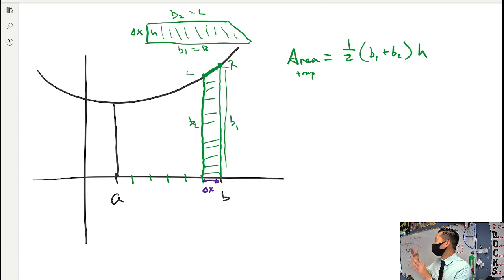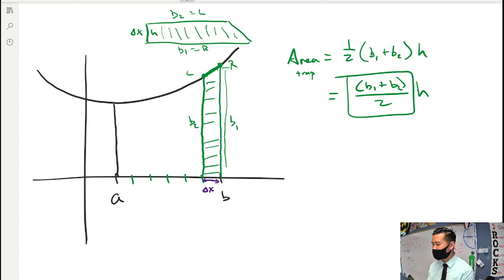There's a whole visual on this, but that's how I remembered it. Just think of that as the average of the bases, multiply that by the height, and you get the area. Does that make sense? Some people prefer remembering this equation instead: B1 plus B2 divided by 2, because that's an easier way of representing average, since we're working with the theme of averages. Does that make sense?